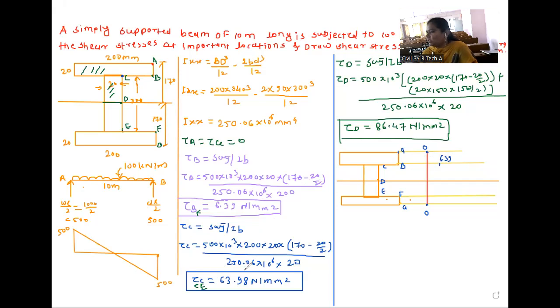After that, shear stress at C is 63.98, so same line shear stress will be there. Shear stress at D is 86.47, so we will mark here 86.47. After that, shear stress at E point is 63.98. That means same value is here, 63.98. And then shear stress at F is 6.93. So we will locate here 6.93.